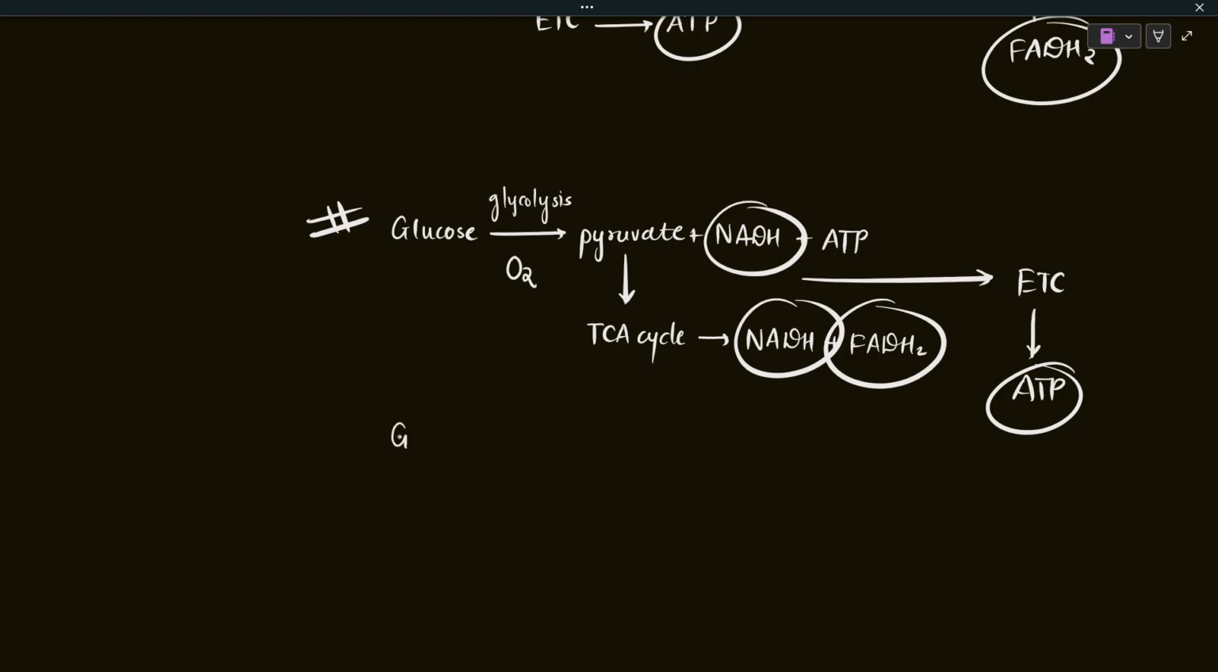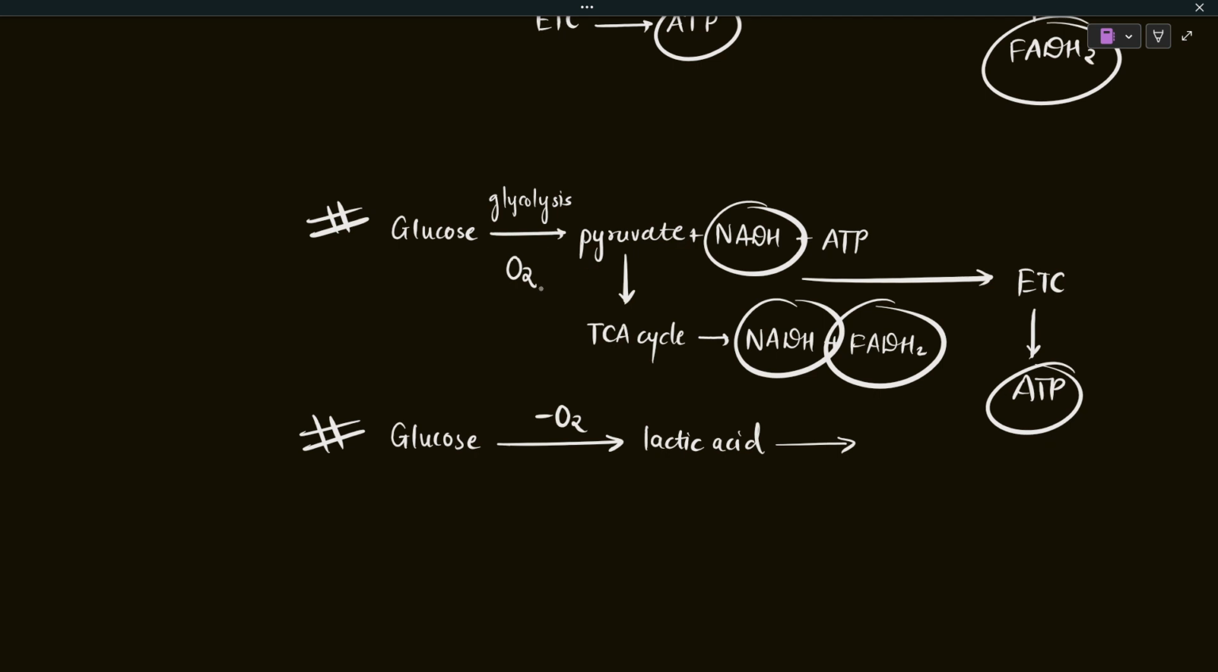But when oxygen is absent, the glucose is converted into lactic acid, the lactate. This is what we call anaerobic glycolysis. In this process, the energy generation is less compared to what is done in oxidative phosphorylation. So this is what we call oxidative phosphorylation.